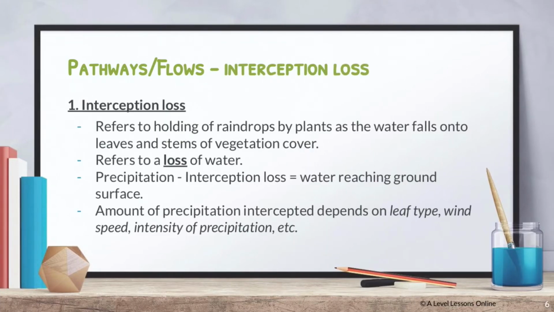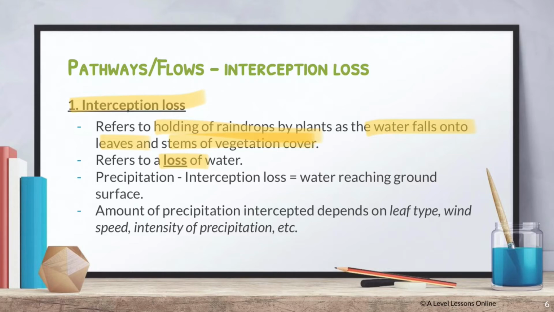We will start off with interception loss. What is interception loss? As the name suggests, interception, water has to be intercepted somewhere. It basically refers to the holding of raindrops by plants as the water falls onto leaves and stems of vegetation cover. It refers to a loss of water, because it is an interception loss, whereby water is being lost as a form of interception.